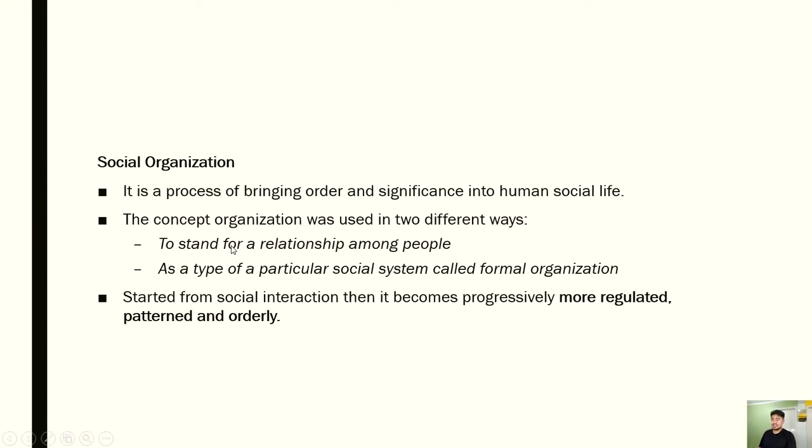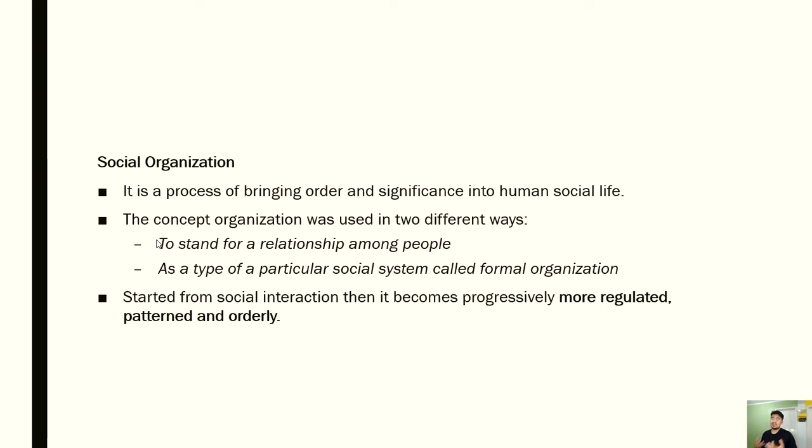Now, let's look into the specific aspect of organization. The concept organization was used in different ways to stand for a relationship among people. It served as a leeway for people to communicate, to socialize. And second, as a type of a particular social system called formal organizations. We will be studying this one in the succeeding slides. Started from social interaction, then it becomes progressively more regulated, patterned, and orderly. So it started from parties.